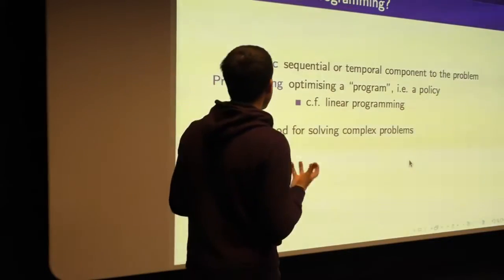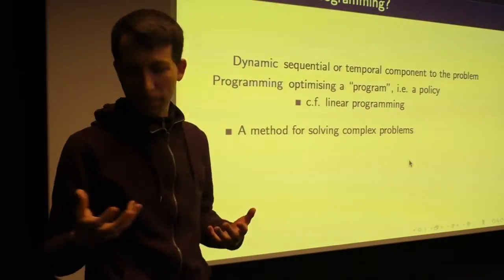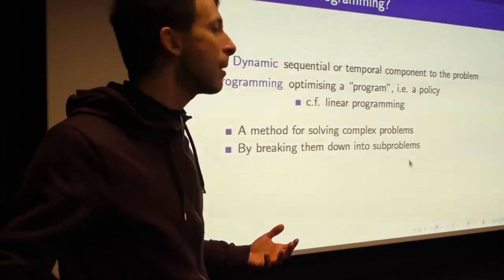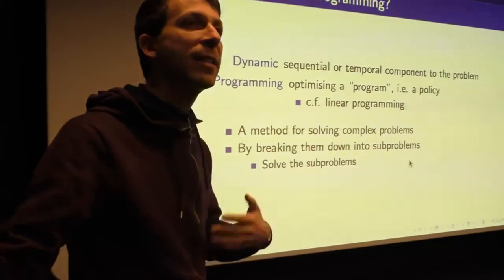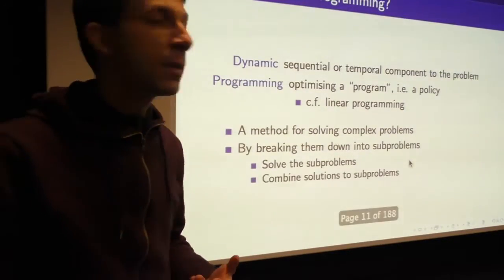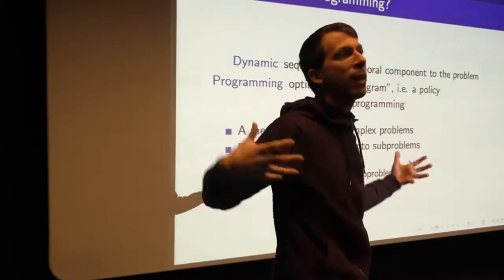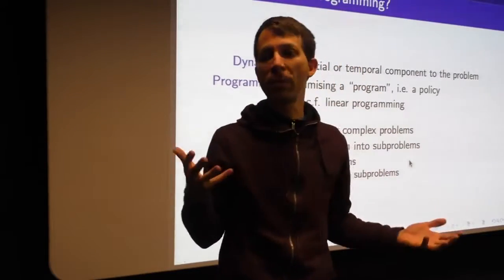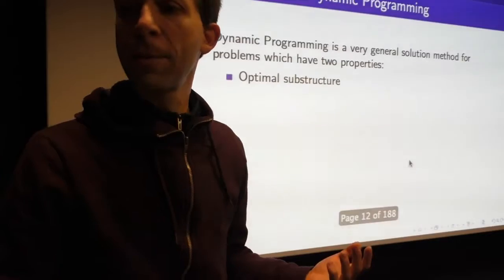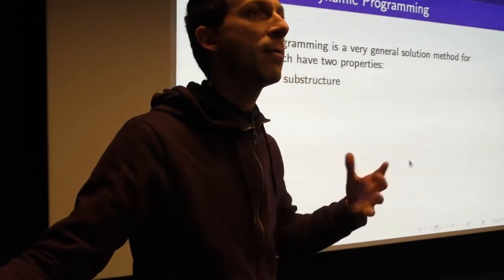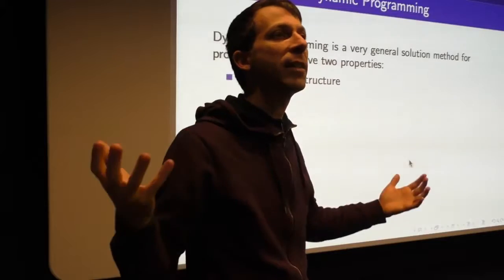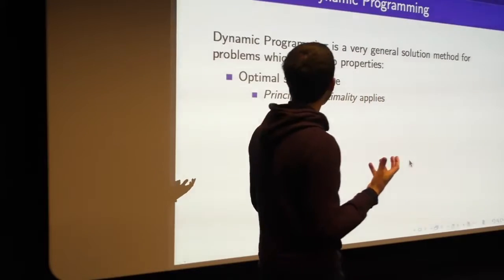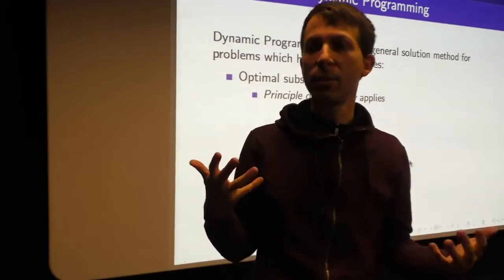So, at its heart, dynamic programming lets us solve complex problems by doing two things. It basically breaks them down into subproblems, and then it puts those subproblems back together to solve the overall solution. Okay? So any problem that we can break down into subproblems and then solve for each of those subproblems, put them back together, is the situation where dynamic programming can excel. Specifically, dynamic programming needs to have two properties in order to be applicable. This is not about RL yet. This is just the general idea of dynamic programming. So you need to have something called optimal substructure, which basically means that this thing called the principle of optimality applies, which we'll talk about later.